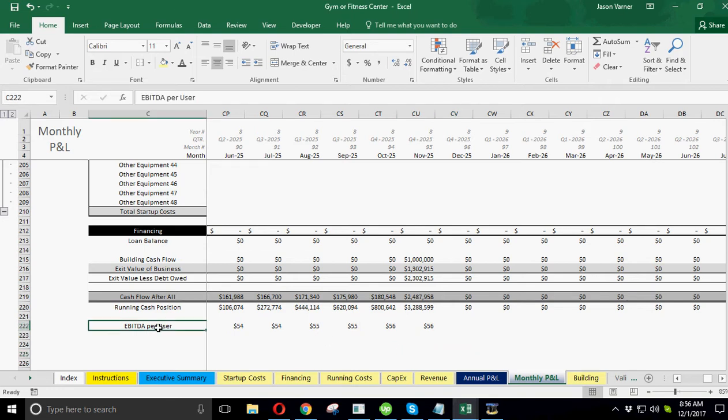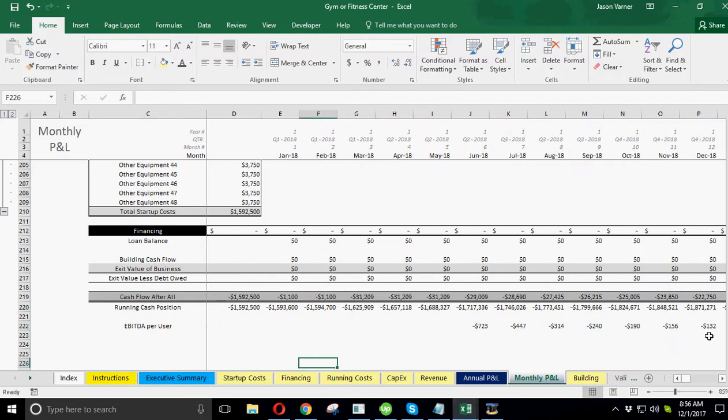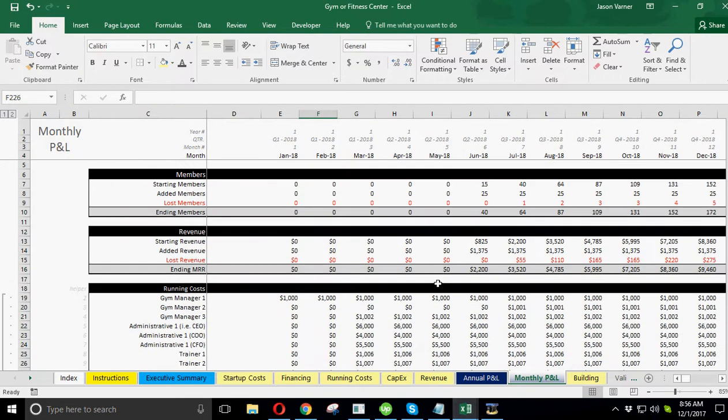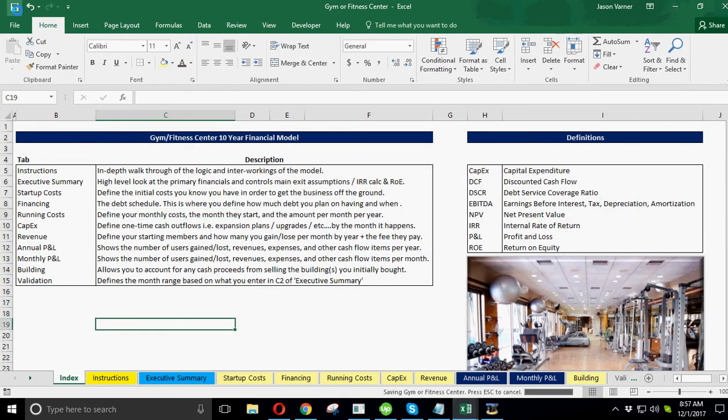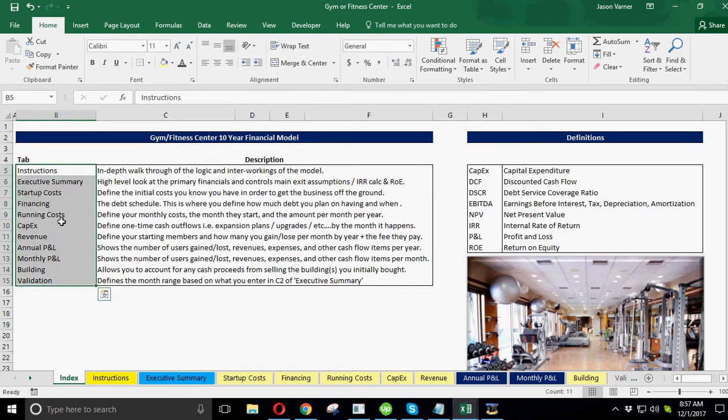Then we've got some metrics here: EBITDA per user, interesting number. You can see how much of the money your user's paying is actually hitting your earnings before interest, tax, depreciation, amortization. Okay, so I think that's about it. I'm pumped about the model. I always wanted to start a gym myself, but never have. Cost a lot of money, and it's tough, but who knows, you might want to be doing it, you might be able to. So this model should help you in planning.